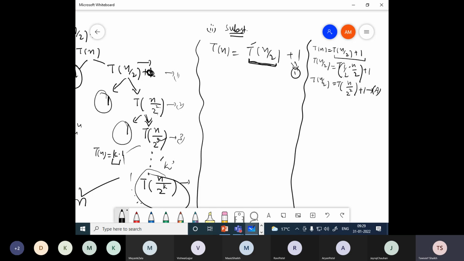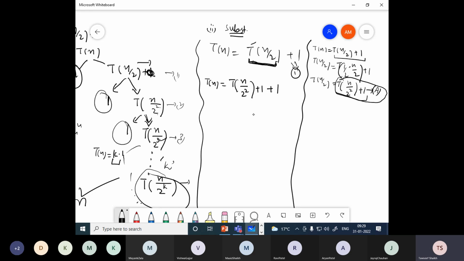So we found the value of t of n by 2. From equation A, let's take t of n by 2 equal to t of n by 2 square plus 1 and substitute it in equation 1. Equation 1 is t of n equal to t of n by 2 plus 1. So in place of t of n by 2, we can write t of n by 2 square plus 1, because this is the whole which we have to write here in place of it. Then this plus 1 is again from this formula.